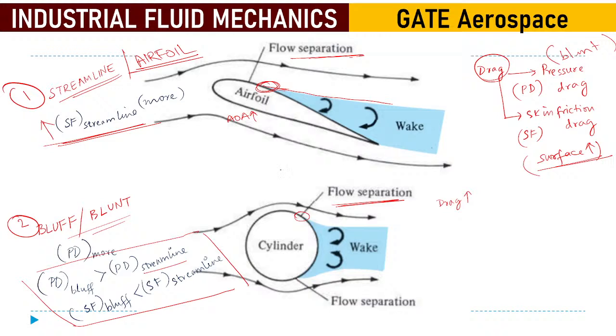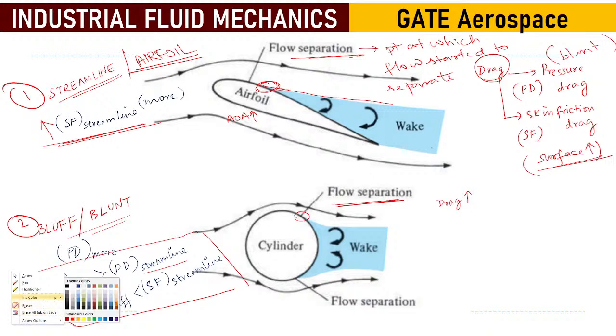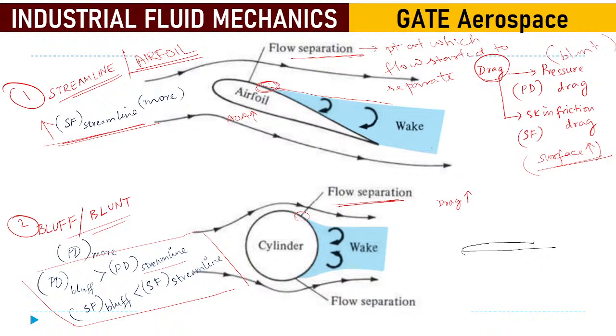Now, how does this actually lead to flow separation? What do we mean by flow separation? It is a point at which the fluid starts to separate, and it is no longer an attached flow. Let me give you a very basic example. All of you are well versed with the airfoil, and now I have an airfoil with me. Let me redraw this airfoil once again. This is a chord line, this is a leading edge, and this is a trailing edge.